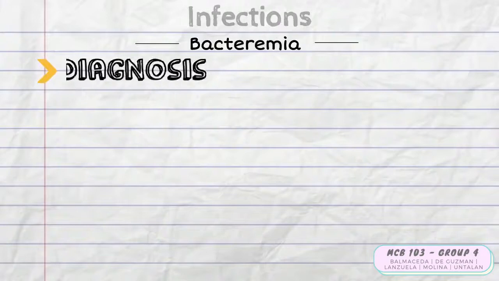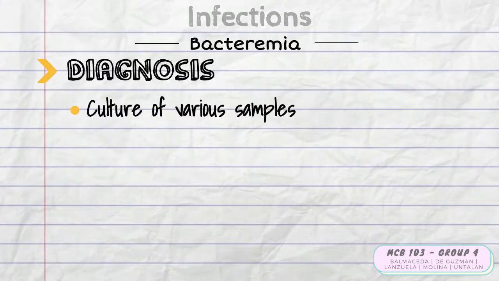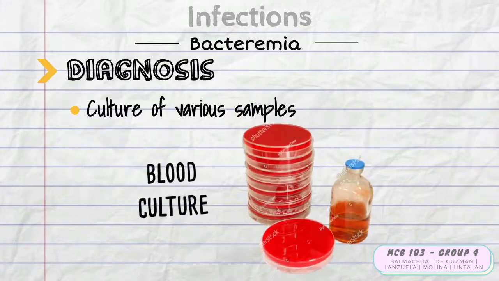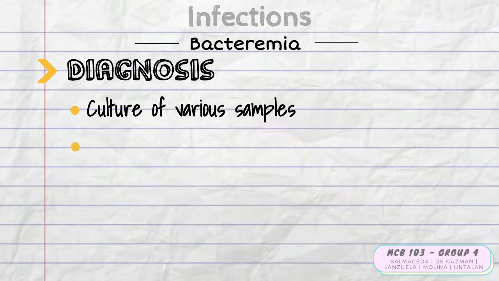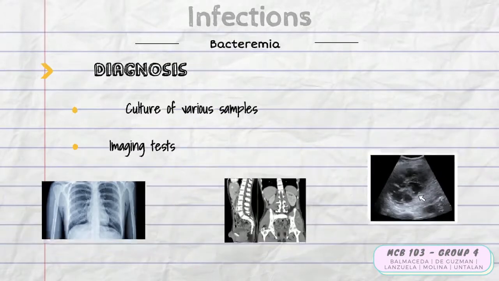Diagnosis of bacteremia is often done through culture of samples. The most typical test is using blood culture, where blood of the individual is tested to detect presence of bacteria. Moreover, imaging tests like X-ray, CT scan, or ultrasound can be used to find if there are probable infections in the body.